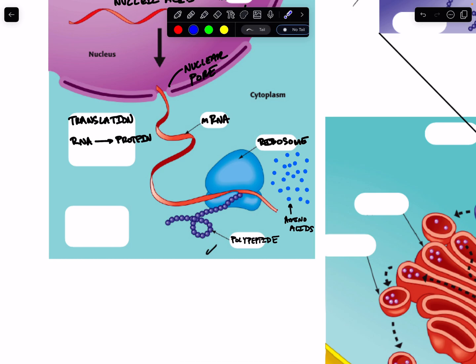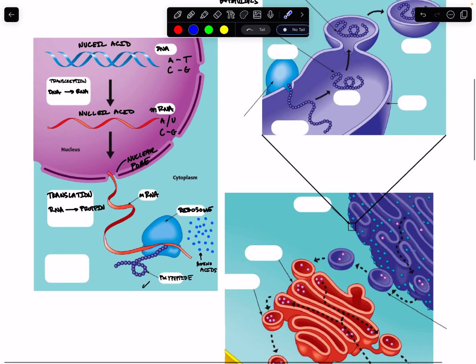Remember, the mRNA message, it's a sequence of A's, U's, C's, and G's. And the sequence of the A's, U's, C's, and G's is important. It encodes information telling the ribosome which specific amino acid to pick out of the cytoplasm and add to the growing chain. So remember, there are 20 different types of amino acids to choose from, and the mRNA message is going to tell the ribosome in which order the amino acid should go to create the polypeptide.